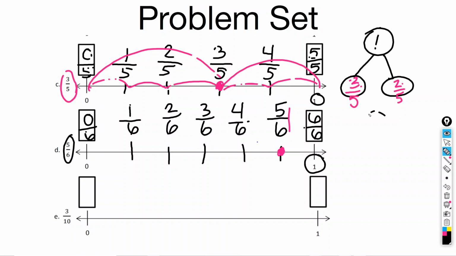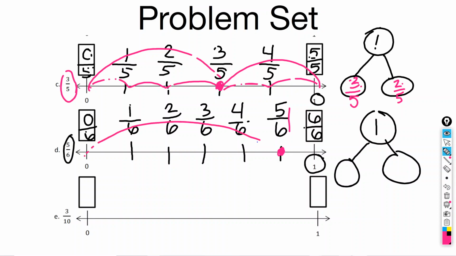Now I need to make my number bond, which starts with 1 whole. I'm going to break it into 2 pieces. My first jump is from 0 all the way to 5/6. So I'm going to count. That's 1, 2, 3, 4, 5 jumps. 5/6. And then my other is from 5/6 to 6/6, which is just 1 piece out of the 6 pieces, which is 1/6. And I can check my work because 5 plus 1 equals 6.